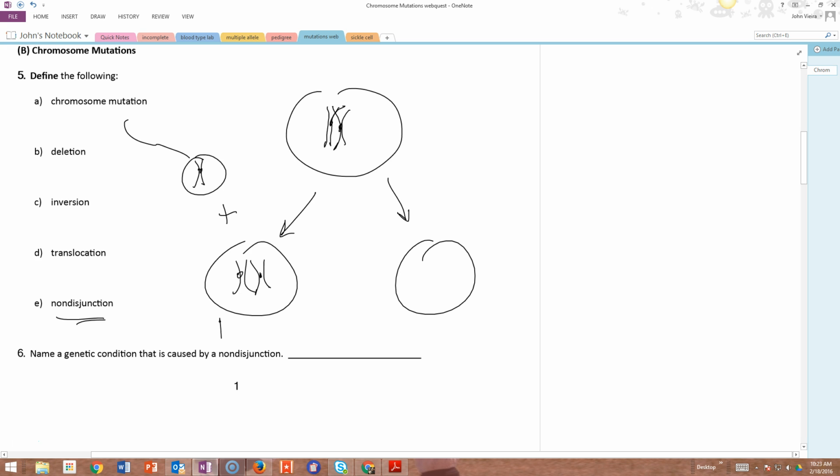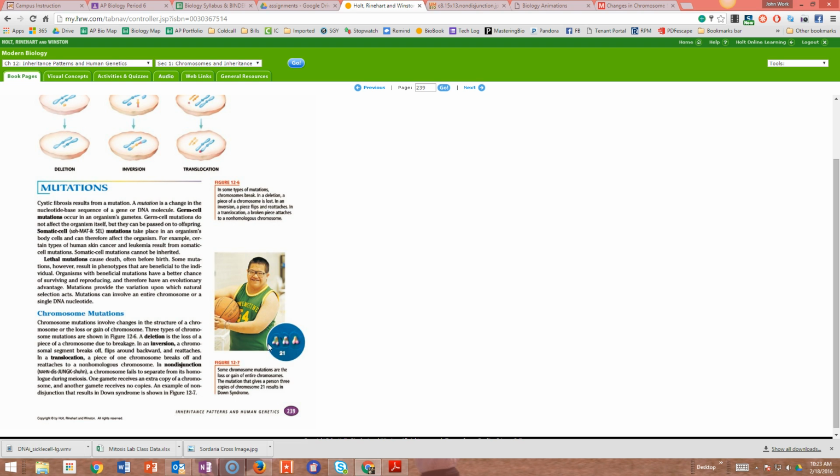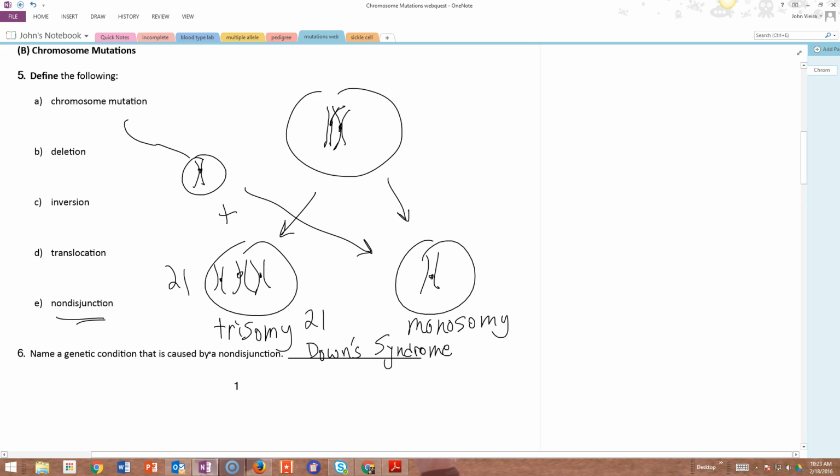if it were to fertilize this, you end up getting trisomy, where you end up getting 3 chromosomes together. If it fertilizes this egg, you end up only having one of the 2 copies. You end up having monosomy. If this is chromosome number 21, you have trisomy 21, and that is another name for Down's syndrome. And if you look at the diagram in your book, you can see this individual's karyotype, which is a picture of all your chromosomes, has 3 chromosomes right there, and specifically chromosome number 21.